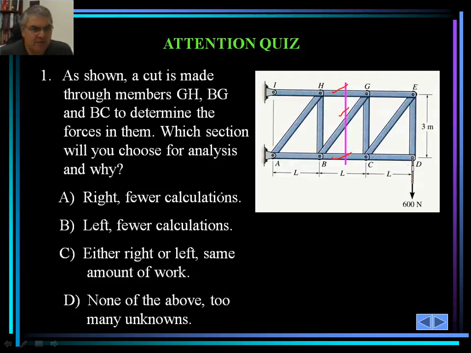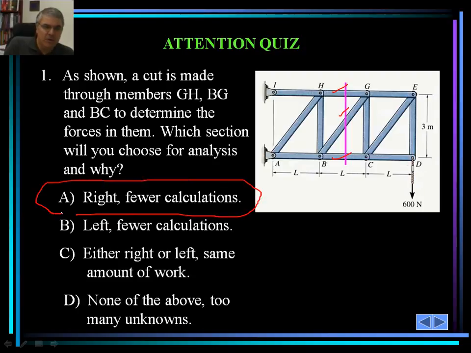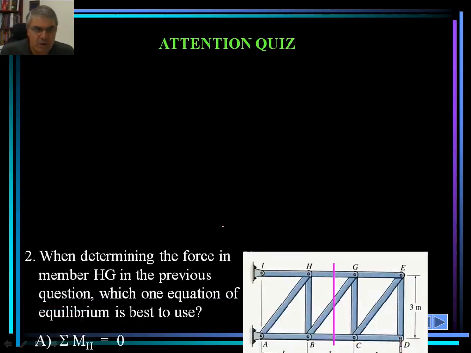Right, because of the fewer calculations. Left, because of the fewer calculations. Either right or left, same amount of work. None of the above. And the answer is we are going to pick right because of the fewer calculations. In that case, we don't need to worry about calculating the reactions at I and A. So that's the correct answer.